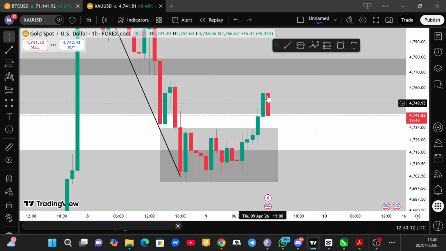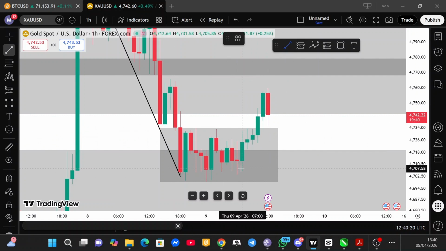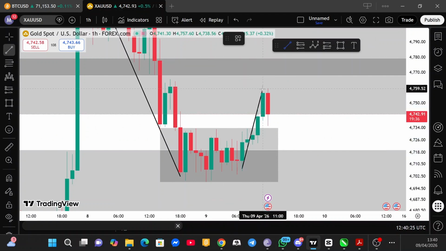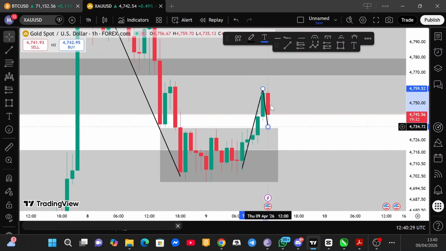Now the market broke out of this, so breakout traders were waiting for this confirmation. The market broke out of the consolidation, and then breakout traders were waiting for this to come and retest this. That's what you are seeing already here.